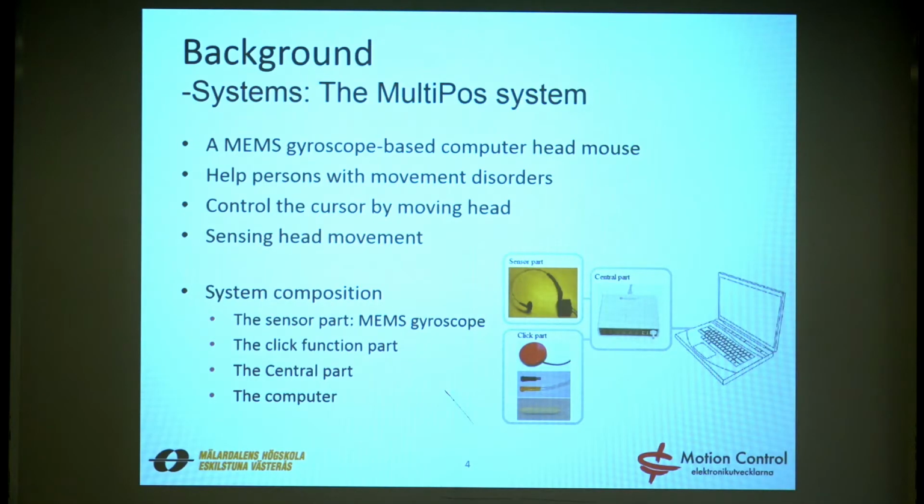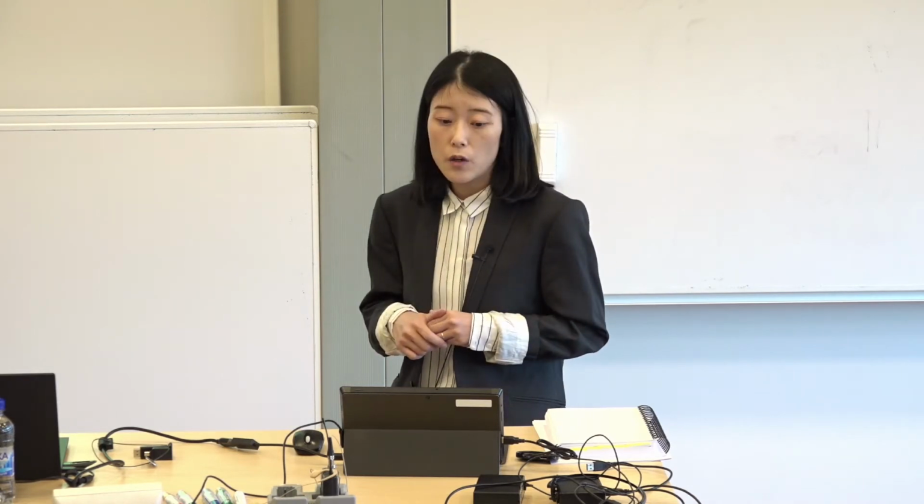I'm an industry PhD student and work at Motion Control. Previously, Motion Control has developed two motion analysis systems with MEMS sensors. The first is a MultiPos system, which is a MEMS gyroscope-based computer hand mouse. It's aimed to help persons with movement disorders, letting the person control the cursor by hand instead of hands. And the MEMS gyroscope is used for sensing the hand movement.